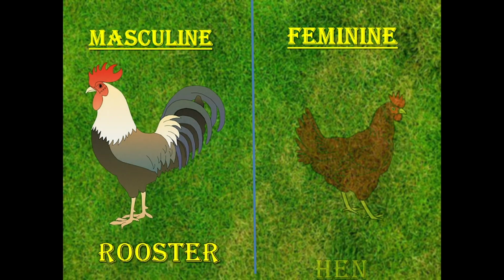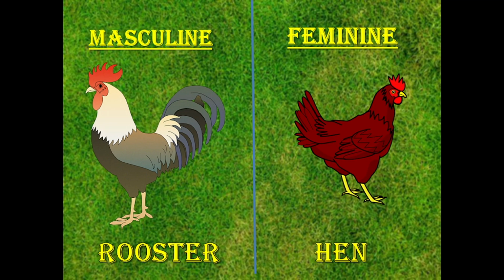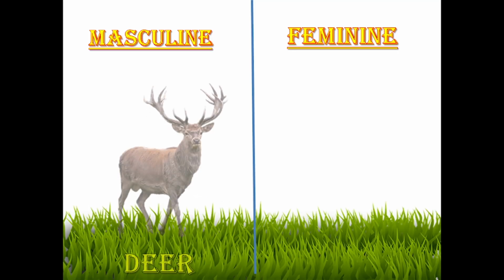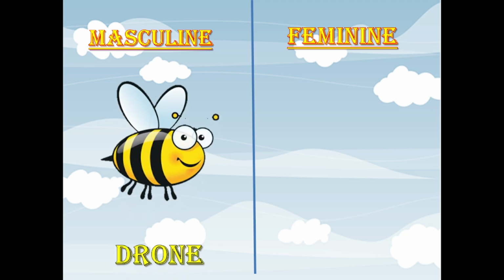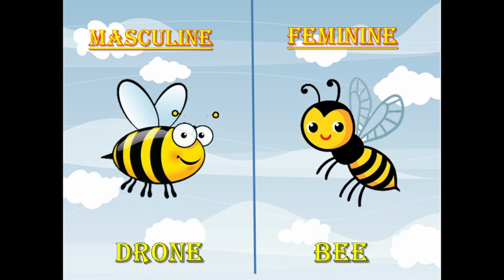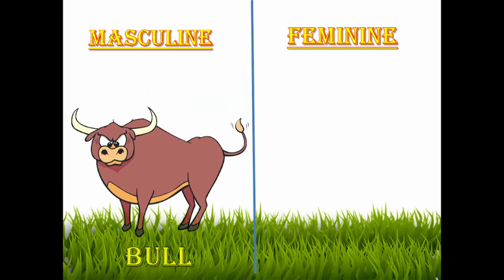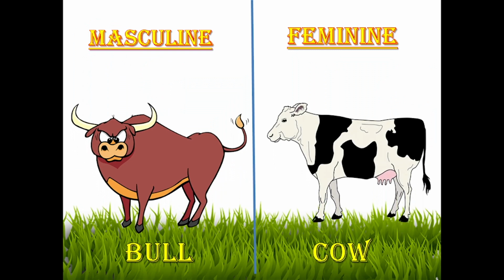Next animal is, yes, you all know it. It is rooster and the feminine is hen. Next is deer and doe. This is drone and feminine is bee. Next animal is bull and cow.